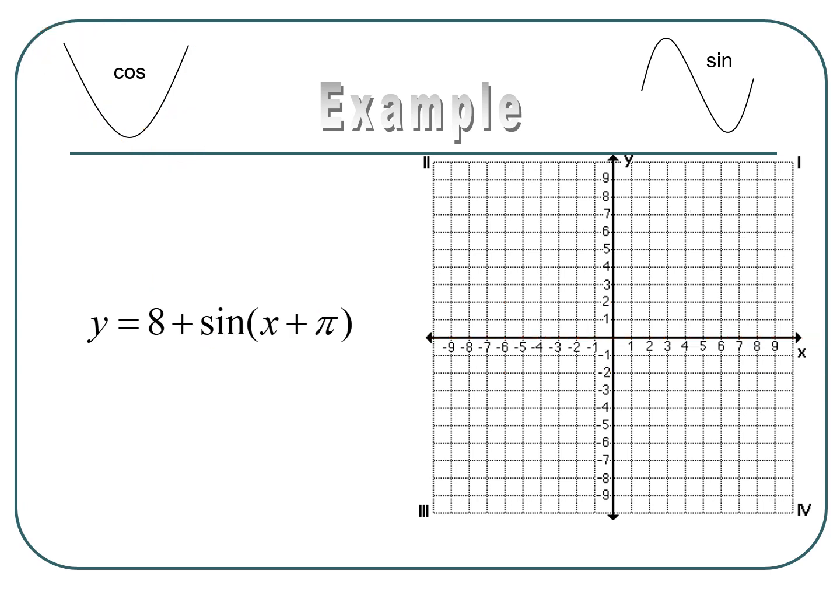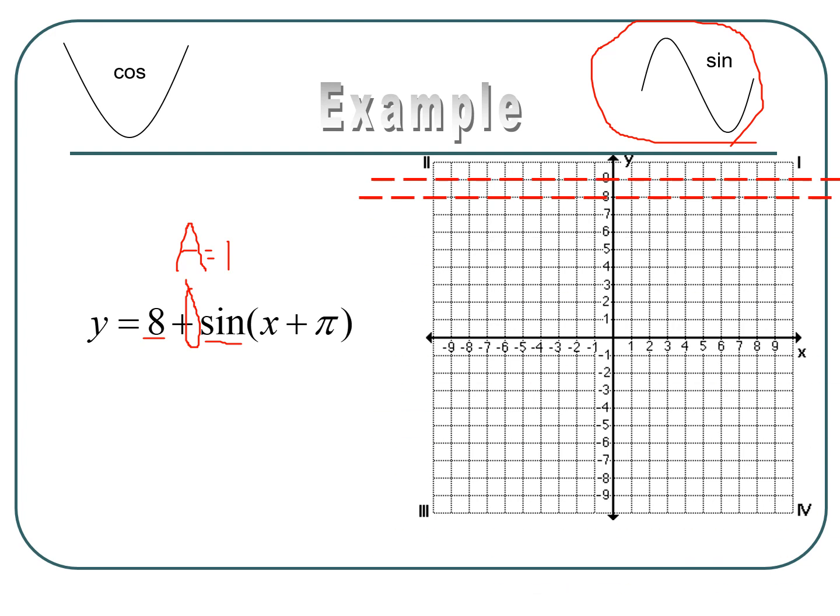And here we have the last example for the day. This is a sine graph. Should look like this. Let's start off by graphing the V, the 8. But notice the amplitude is missing. The A. It's actually 1. So when that's missing, it's a 1, which means we're going to go up 1 and down 1. Our beginning point is plus pi, so we're going to go to the left one. There it is.